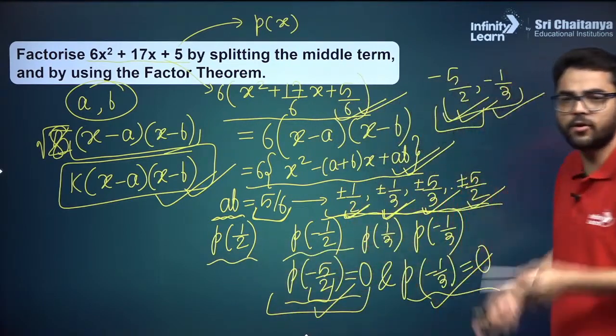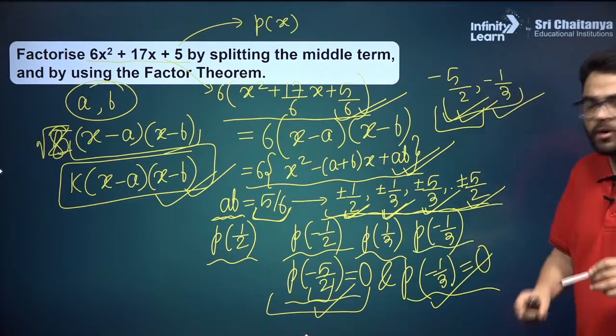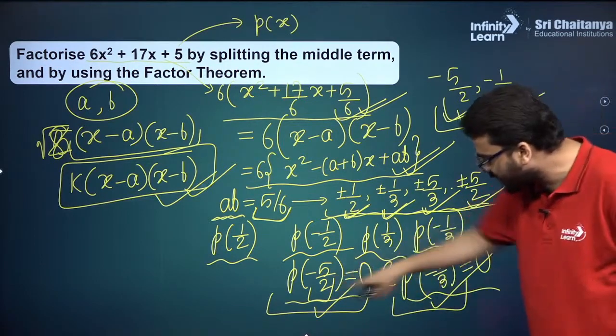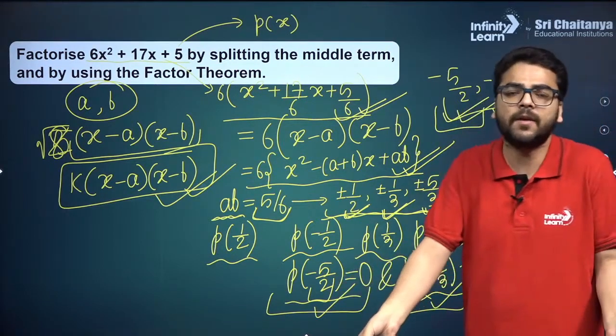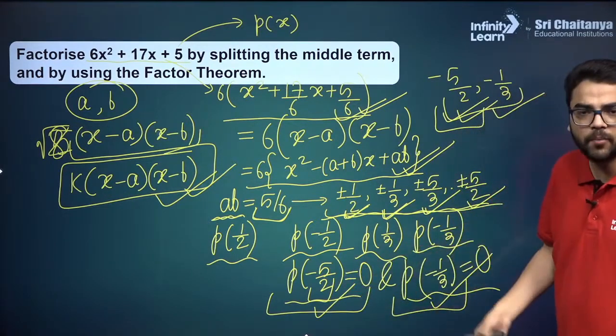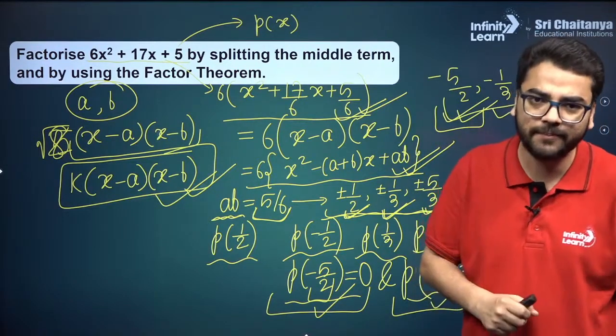P of minus 1 by 2 will for sure not be 0. P of 1 by 2, P of minus 1 by 2, minus 1 by 3 will be 0. Except these things, at any value, the value of the polynomial will not be 0, because only these are the zeros of the polynomial. That is the meaning of the factor theorem. I hope it is clear, right?